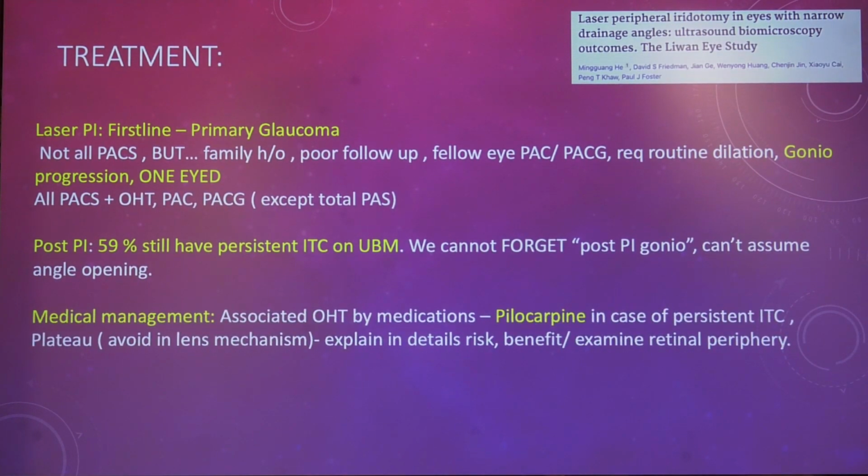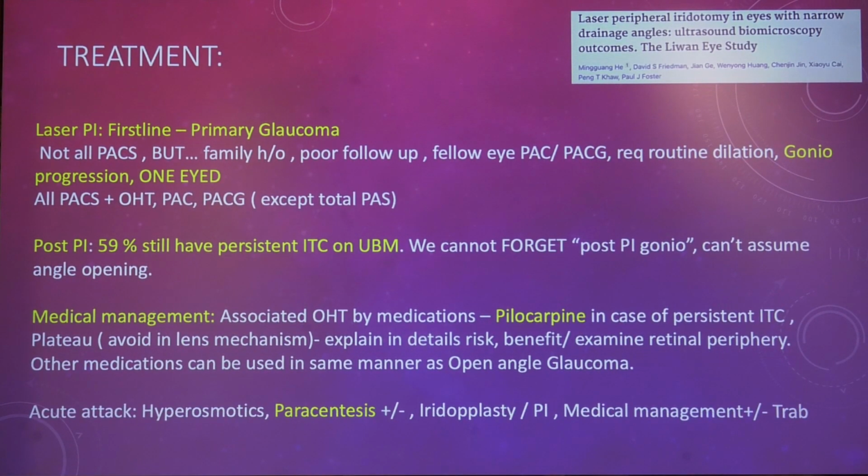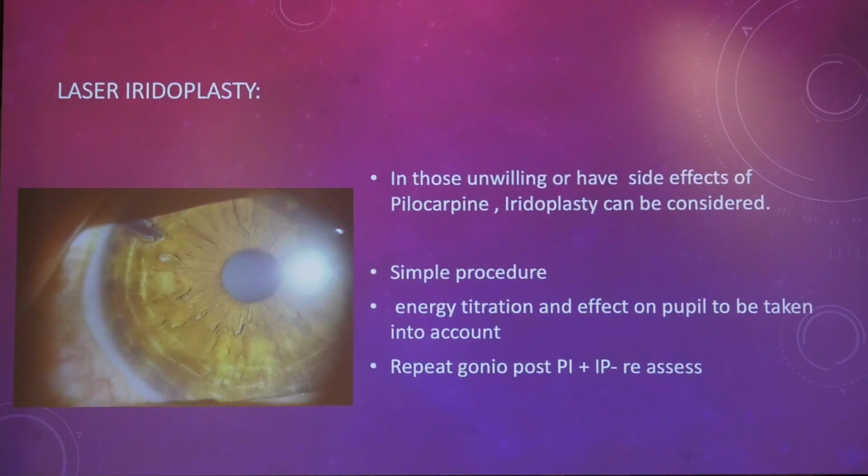Medical management: associated ocular hypertension can be managed by all the medications which we use for open angle glaucoma, but don't forget the poor pilocarpine. In some people who tolerate it well, it does well in cases of thicker iris and in plateau iris configuration. So those candidates who don't have any contraindication, you can use pilocarpine also. And in acute attack, definitely have hyperosmotics, paracentesis, the role of which is now heightened after the knowledge of ganglion cell loss in acute pressure elevation, and iridoplasty, PI as appropriate, and medical management with or without trabeculectomy depending upon the decay of the intraocular pressure.